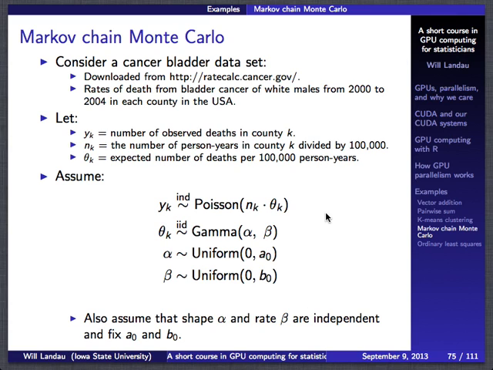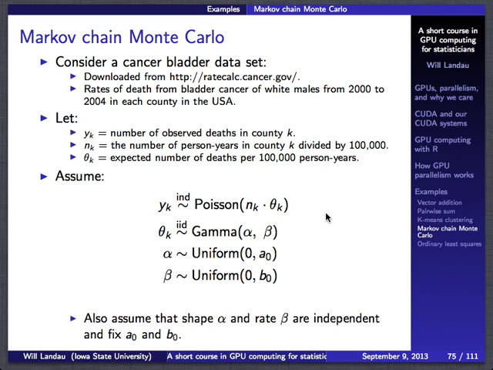We worked with the bladder cancer data set, and in this data set, we have data for each county in a collection of counties in Iowa, and we have what some people recorded were rates of death from bladder cancer of white men from 2000 to 2004, actually in each county in the USA, not just in Iowa. So if we let k be the index of the county, we have y sub k as the number of deaths in county k. If n sub k is the number of person years divided by 100,000.